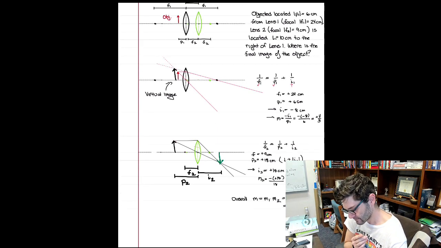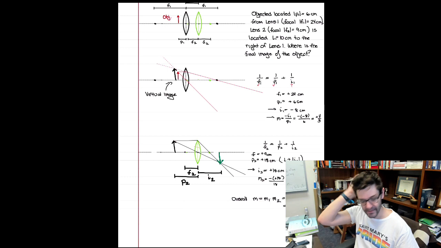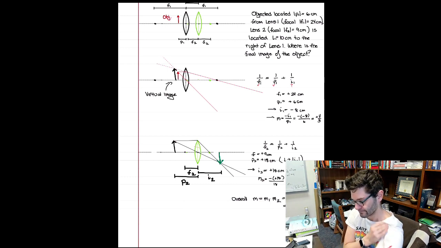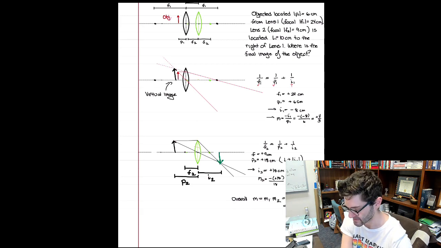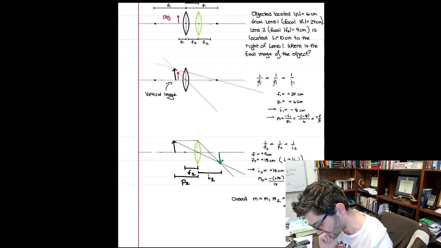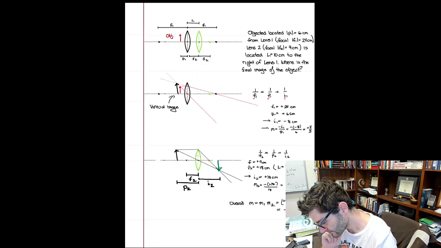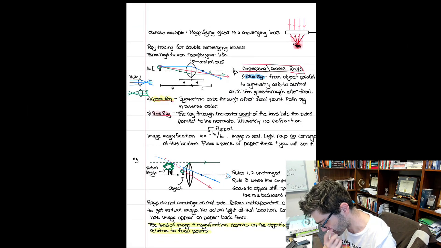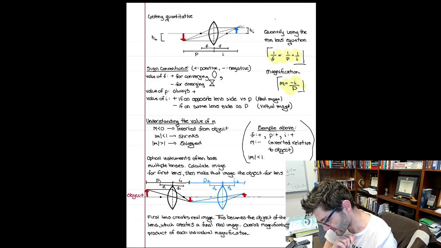So, kind of nice. If you can do it for one lens, you can do it for as many lenses as you want. Maybe we'll look at one or two in class that gives you a couple lenses to think about. So again, it all really comes down to these ray tracing rules. So understanding these ray tracing rules of what you do with converging versus diverging.